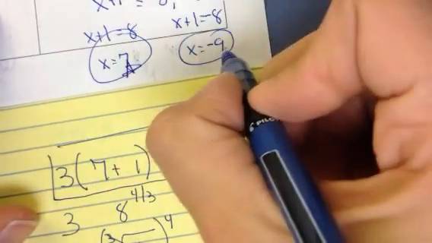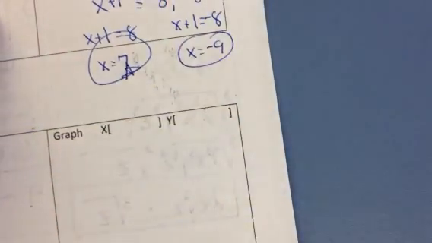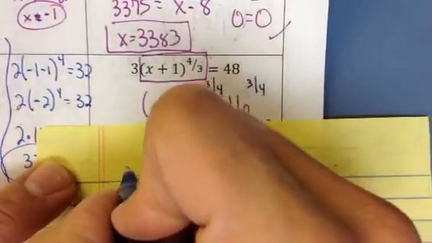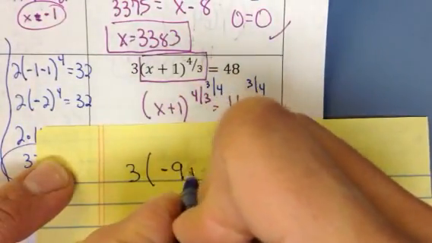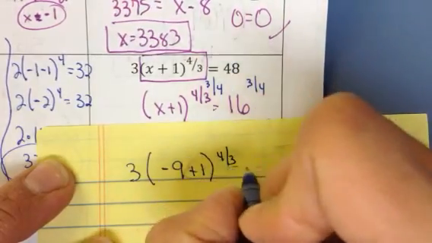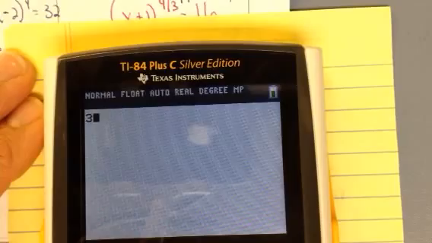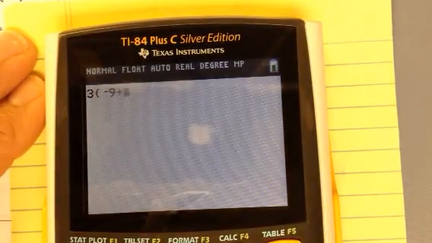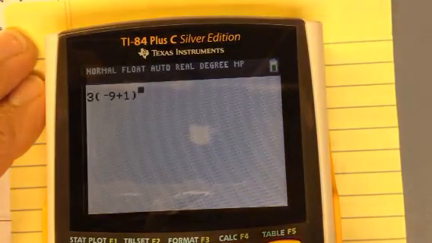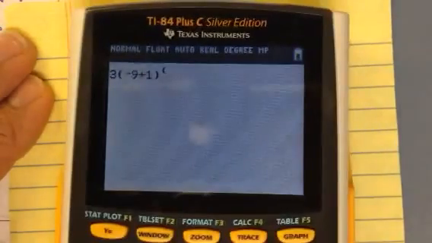Good. Now we're going to try negative 9. So if I put negative 9 in there, and this one I'll just do on the calculator. Do we get 48? So I'll do 3 in parentheses, negative 9 plus 1, exponent. Some of you need to put the exponent in parentheses.